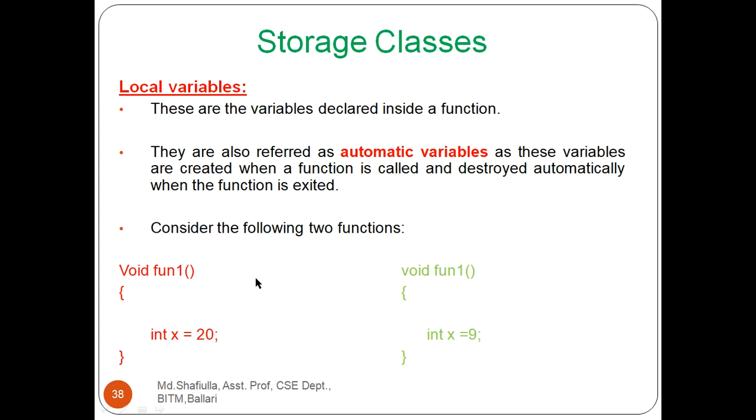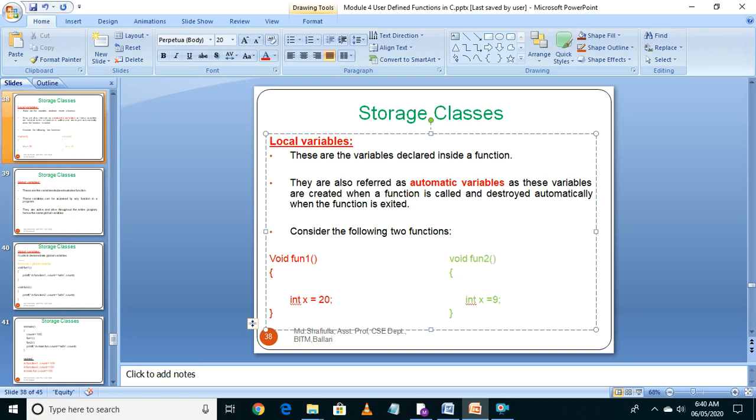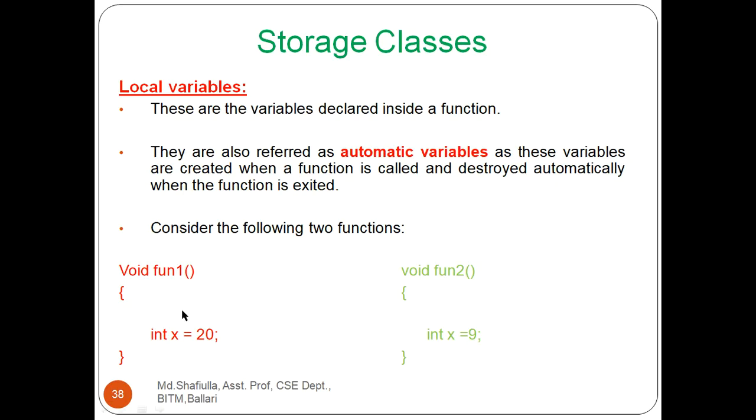To understand this, let us take a small example. Here I have two different functions, fun1 and fun2. In fun1 I have x equals 20, and in fun2 I have x equals 9. Remember, the x in fun1 doesn't have any relationship with the x in fun2, because the scope or lifetime of this x, which is 20, is only within fun1, and the scope or lifetime of this x, which is 9, is only within fun2.